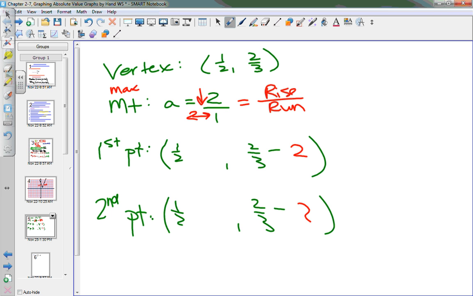Do you understand that? So I'm subtracting 2 both times. Now my x's, which is the 1/2, which is my h, what am I going to do? I'm going to add my run, which is 1, and I'm going to subtract my run, which is 1. Did we get that? Now, if I have $1.50, that means I have 1.5, correct? If I have 2/3 and I subtract 2 off of that, what do I have to do?